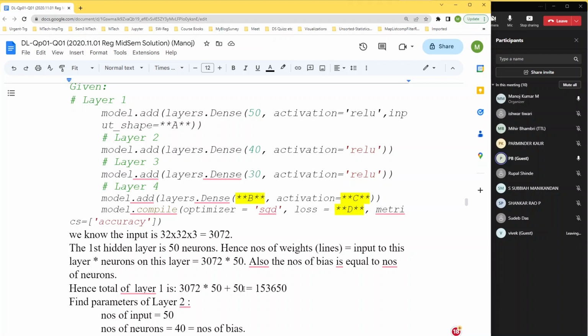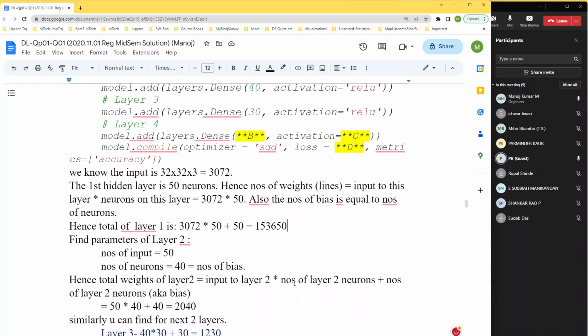So yeah, the answer is that's the point. How many parameters are there? Here, this is the number of biases. How many biases? 50 biases, because we have 50 neurons. And here we have weights. How many weights? Input is 3072 and 50 neurons. Each input will map with every neuron, all 50 neurons. So 50 into 3072, plus 50. So total this much. I hope it's clear, right? Yes, it's very clear.